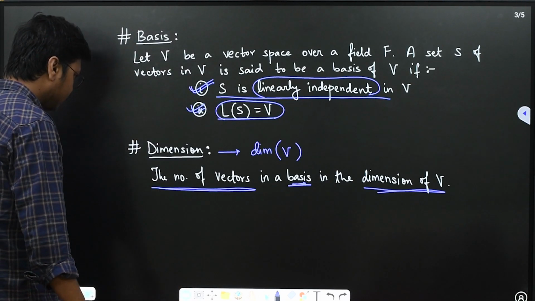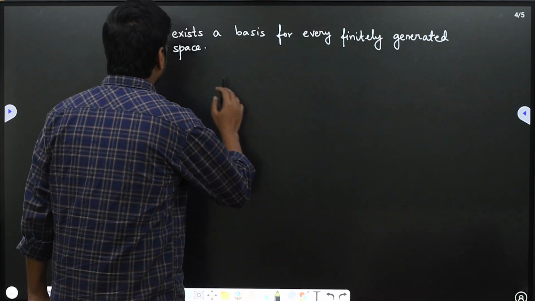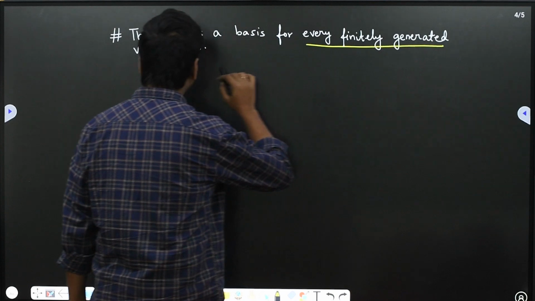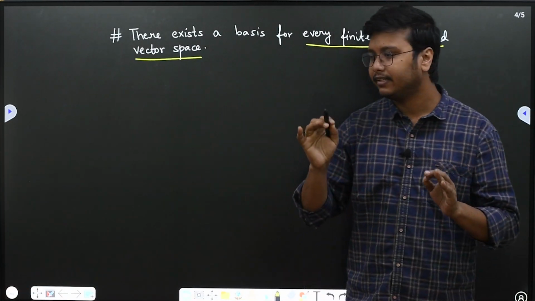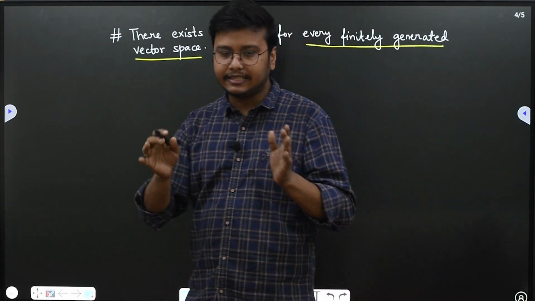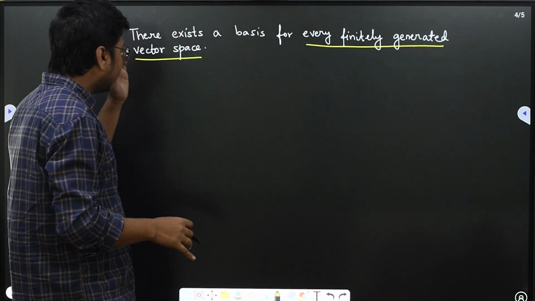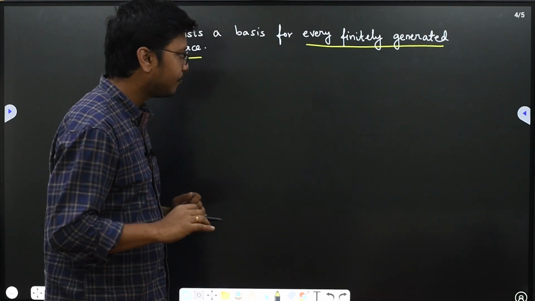Now we move on to a theorem which says that there exists a basis for every finitely generated vector space. Finitely generated means a finite set is able to generate the vector space. So that means the basis set is finite, it's not infinite, and such a basis will always exist. This we are trying to prove.